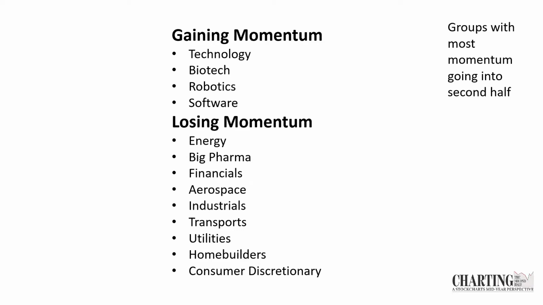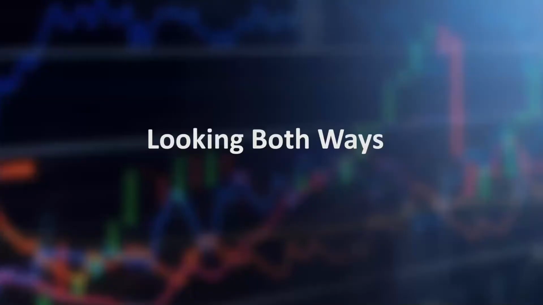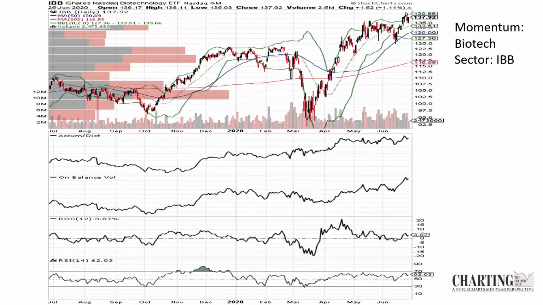And I want to point out especially energy, the big pharma, and the utilities that have just done terrible. Furthermore, the home builders, which did well in the first half, are starting to have trouble. So that's another situation that we need to look at. More sectors seem to be falling than actually gaining ground. But we want to be hopeful here, so we're going to look both ways. So first thing we want to do is look at biotech.